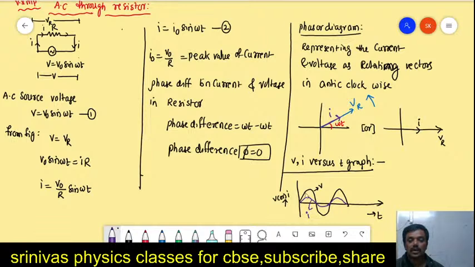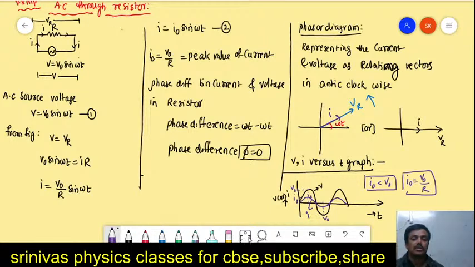This is the current equation and this is the voltage graph. But in this graph, the peak value of current is less than the peak value of voltage. Why? Peak value of current is equal to voltage by resistance. That's why the peak value of current is always less than the peak value of voltage. This is the highest value of the current, I naught, and this is the highest value of the voltage, V naught. V naught is more than I naught.